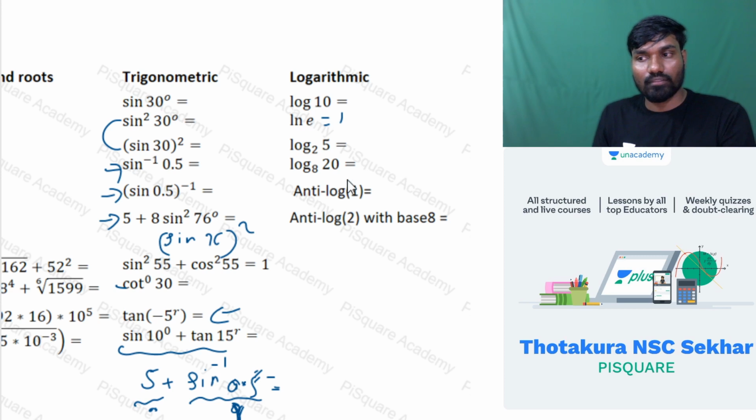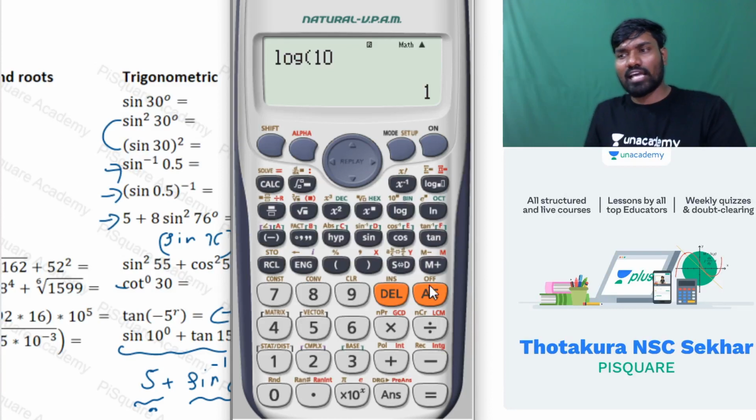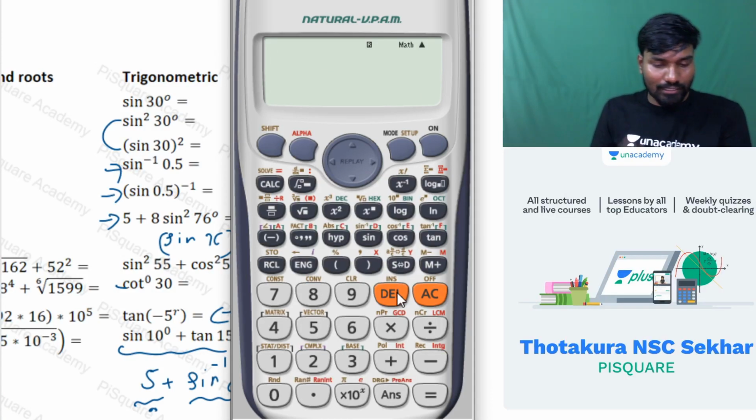Anti-log 1. Here simply log means what? Base 10. Nothing is mentioned means base 10. Here log base 2 is given. Sometimes they will give you log base 2. How do you perform the anti-log in a regular calculator?